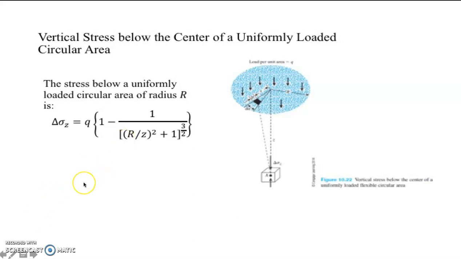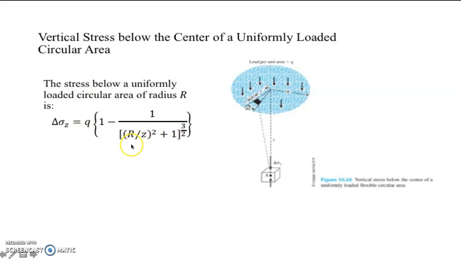So we move on now to the vertical stress below the center of a uniformly loaded circular area. For this one, what will be the stress at point A due to a uniformly loaded circular area? We're trying to find the stress at point A, which is directly at the center of the uniformly loaded circular area. For this one, we have this equation.